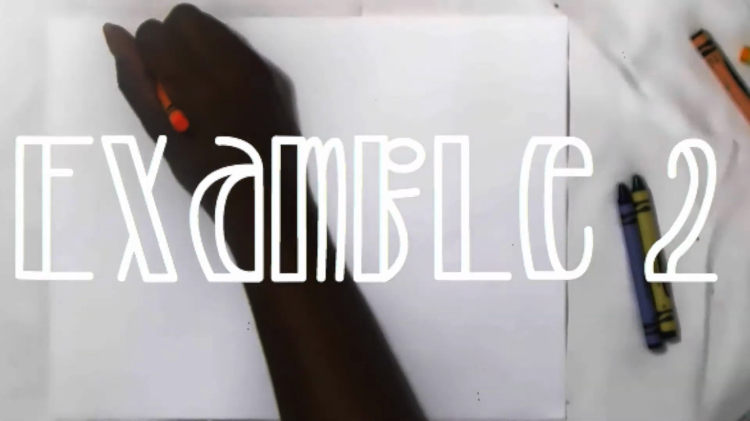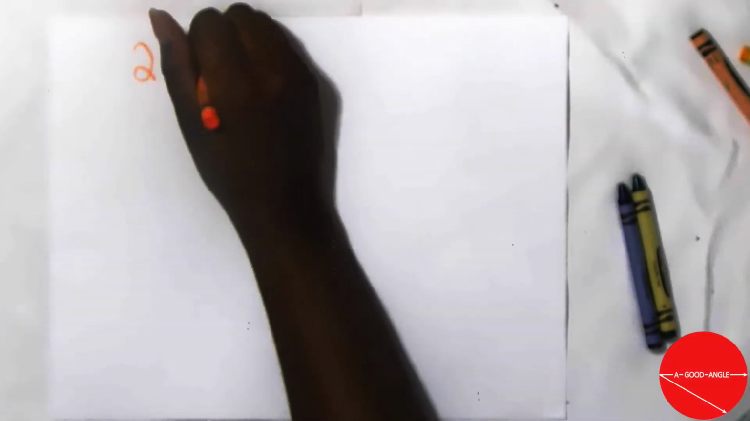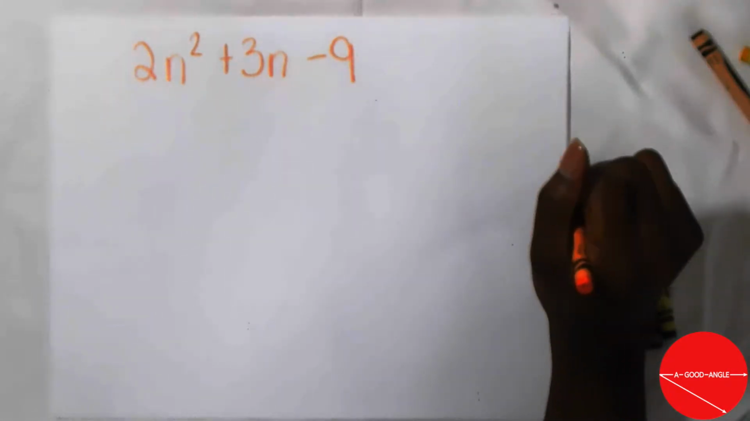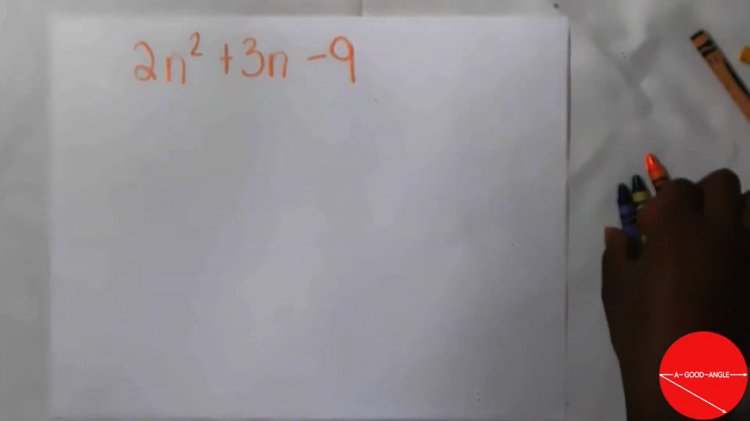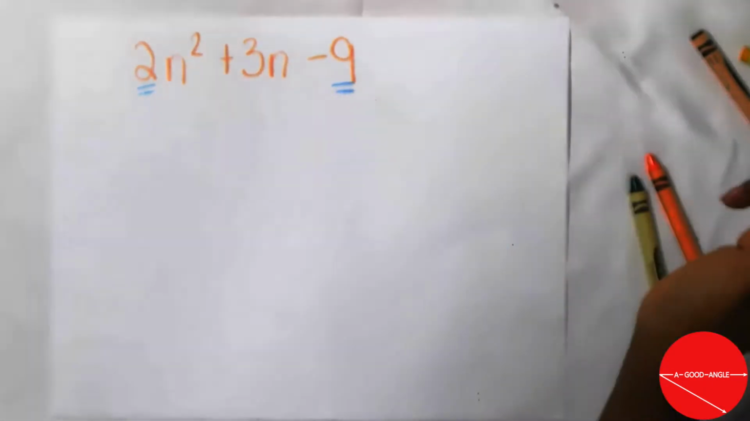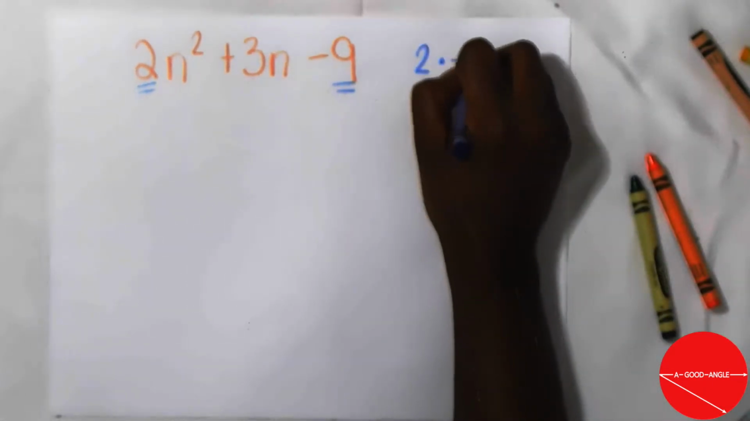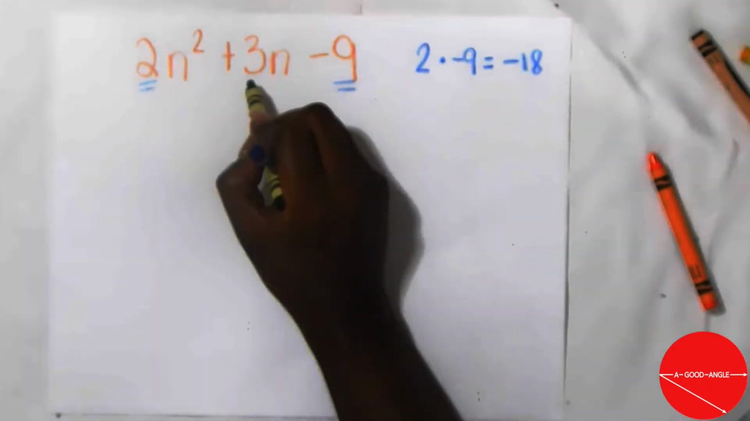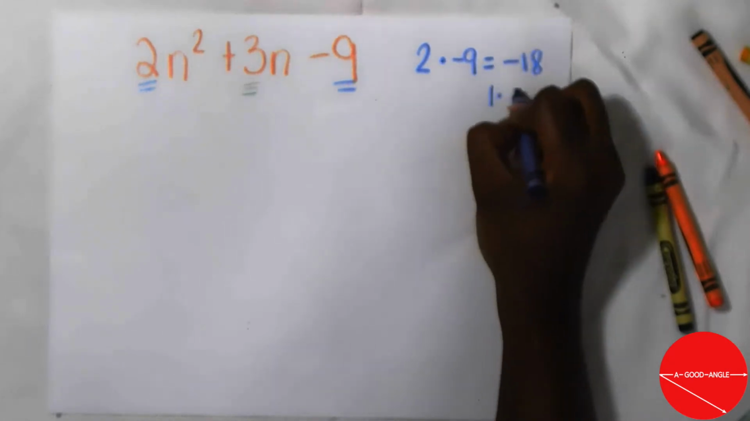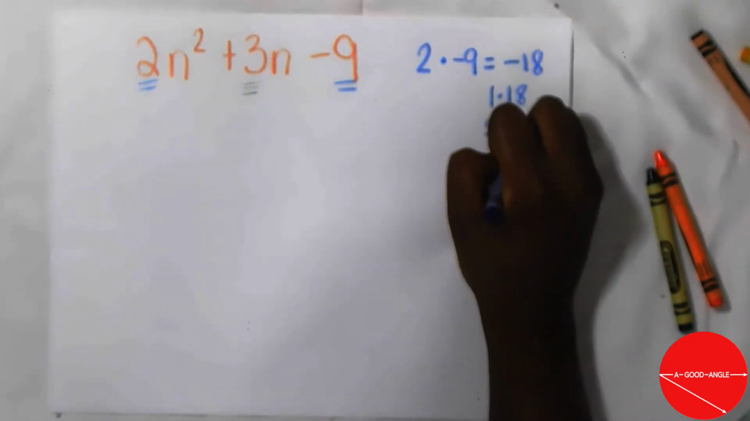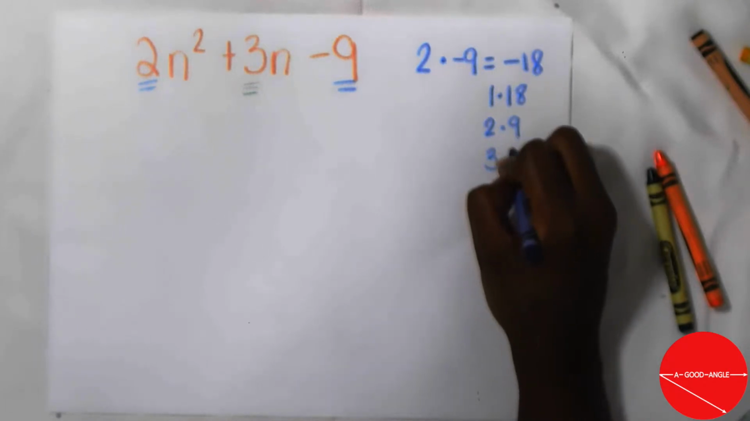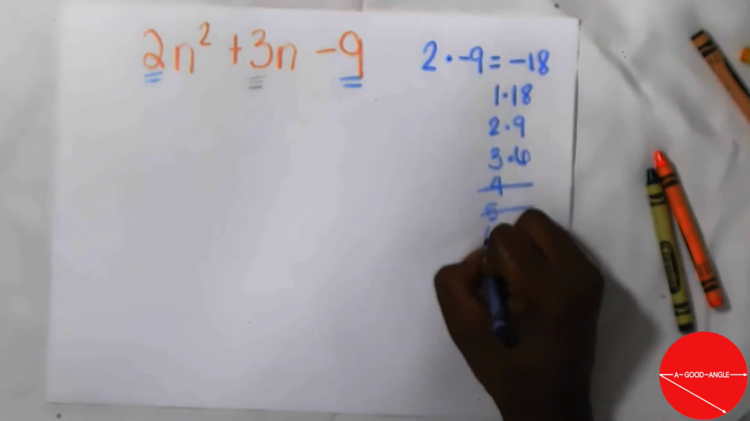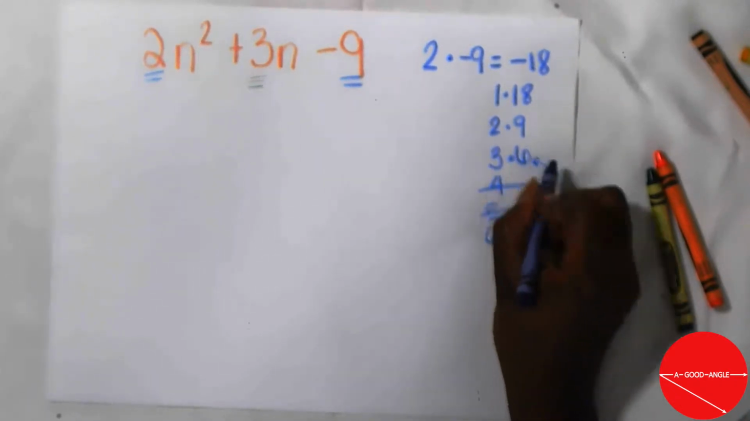Okay, example number 2. So we can have 2n squared plus 3n minus 9. And we are going to multiply a times c, so 2 times negative 9, that's going to give me negative 18. I've got to find factors of negative 18 that add to give me positive 3. 1 times 18, 2 times 9, 3 times 6, 4 times nothing, 5 times nothing, 6 times 3 already there, so I'm done with my list.